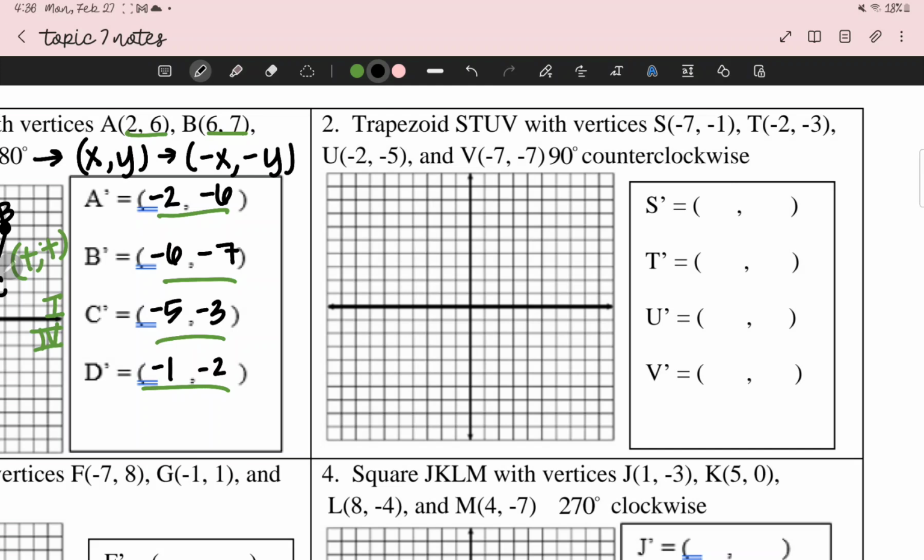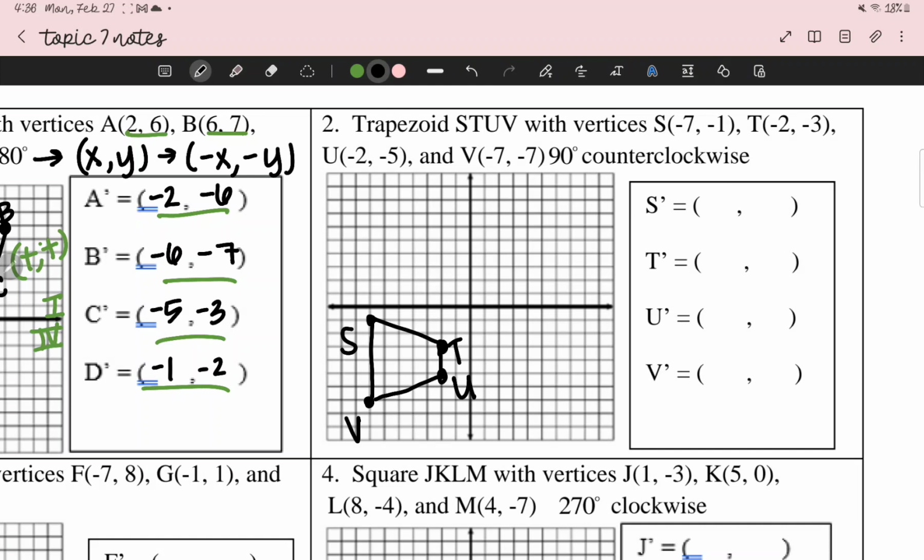Trapezoid STUV with vertices -7, -1. So I'm going to go ahead and graph that. -7, -1, -2, -3, -2, -5. Oops, too far down. -5 and -7, -7. Okay. All right, and this is the trapezoid. So it's kind of like on its side. All right, that's the original.